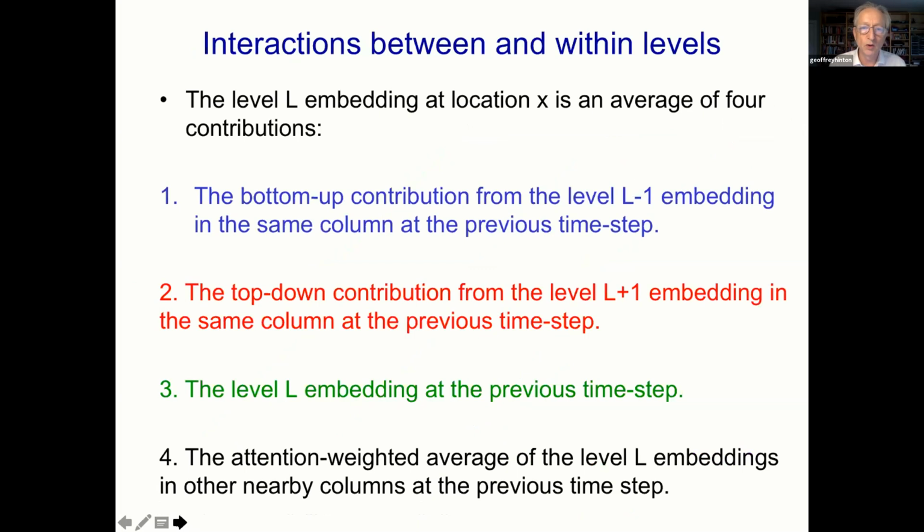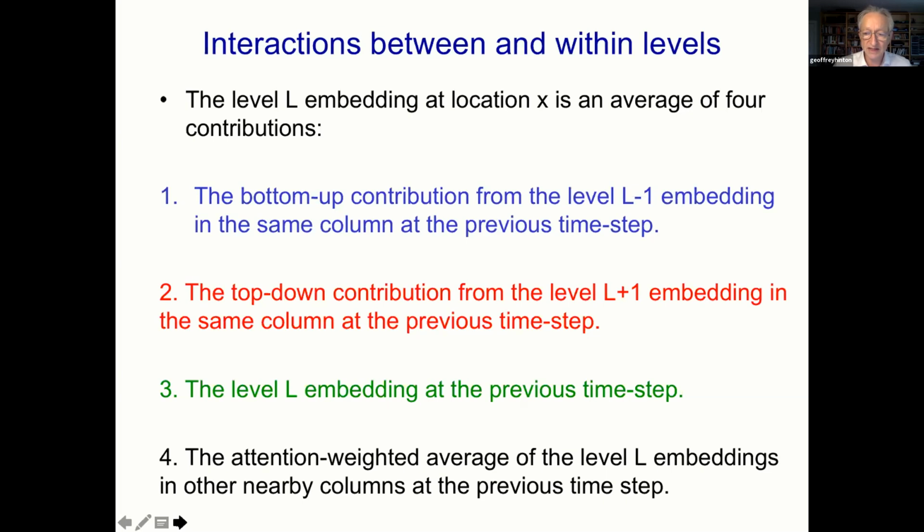Then there's one more interaction, and that's the interaction with nearby columns. Those blue and red and green interactions were all interactions within a column, so they're spatially very local. That's where all the heavy lifting is done, spatially locally. And then the interactions between columns are very simple.